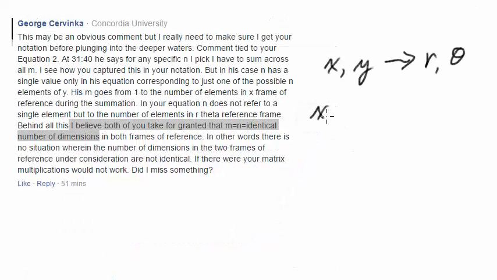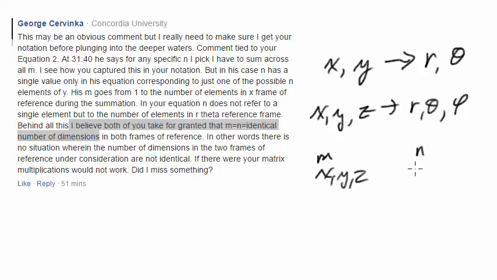And if we have an x comma y comma z, that might go to an r theta phi or something like that. Also, m and n might be the same coordinate system. M might represent x comma y comma z. N also might represent x comma y comma z. But there is no situation wherein the number of dimensions in the two frames of reference under consideration are not identical, because if there were, these matrix multiplications would definitely not work.